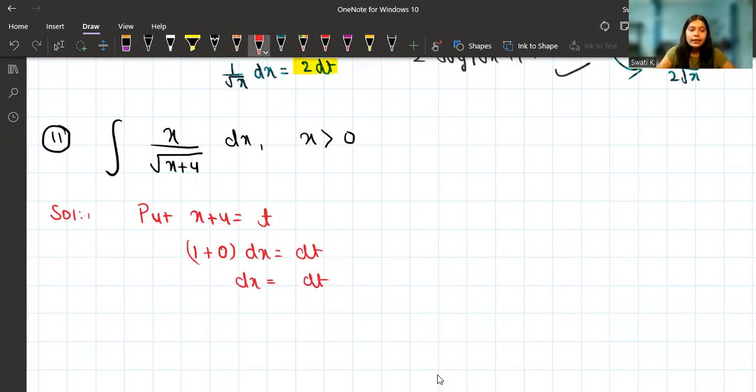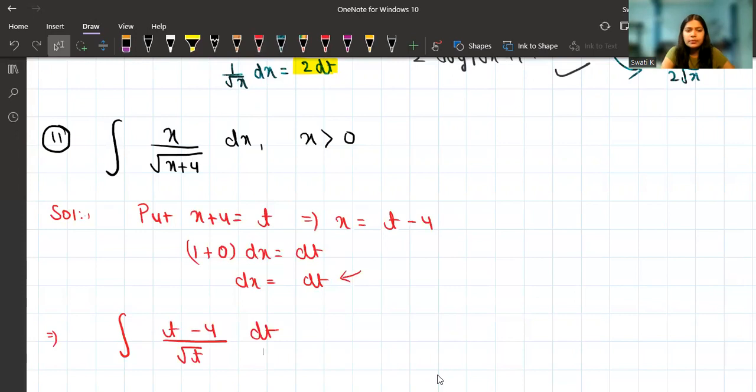So I can rewrite the expression, and that will become integration x. From this, I can see that x equals nothing but t minus 4. So I can write this as t minus 4 upon root over x plus 4, and x plus 4 is t, so I can just substitute t. dx is dt from here, so therefore it is dt.